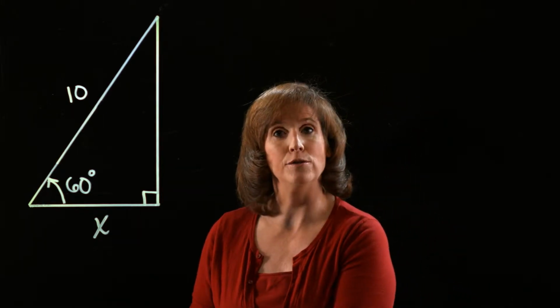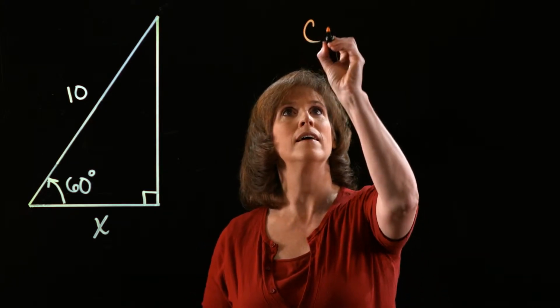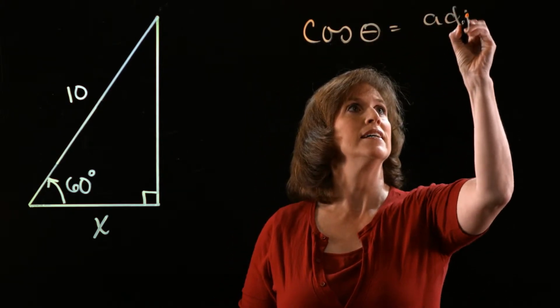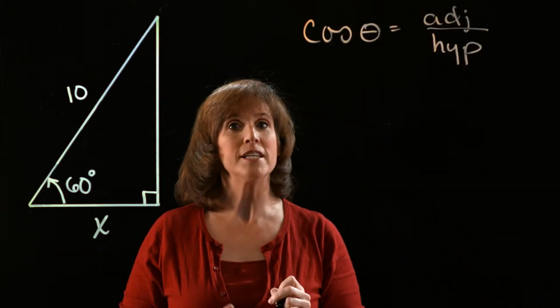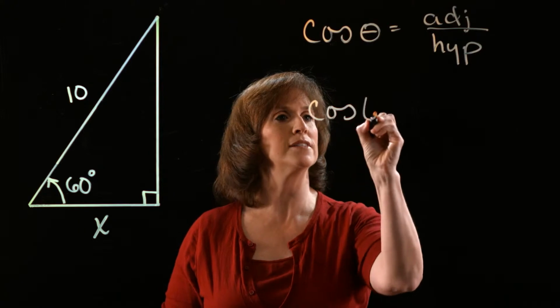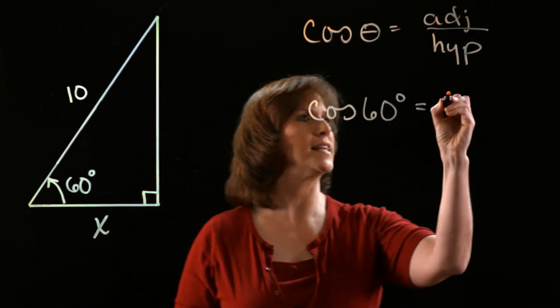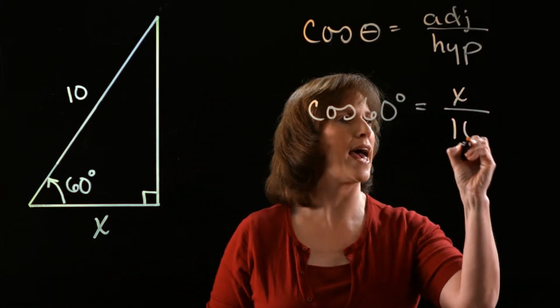Let's go ahead and use the cosine, because I know that the cosine of any angle is the adjacent divided by the hypotenuse. Now, in this particular case, I'm looking at the cosine of 60 degrees. So I have the cosine of 60 degrees is going to equal the adjacent side, which is x, divided by the hypotenuse, which is 10.